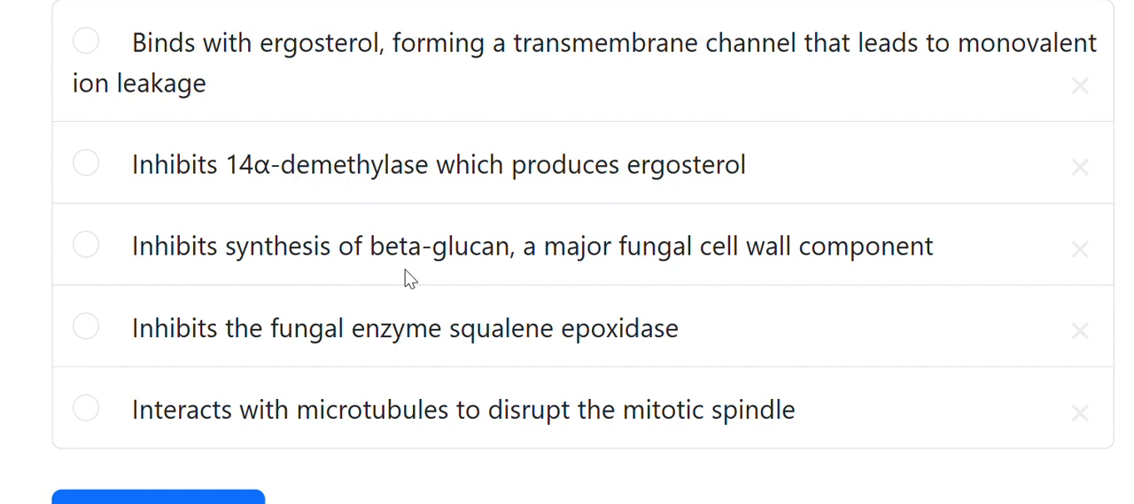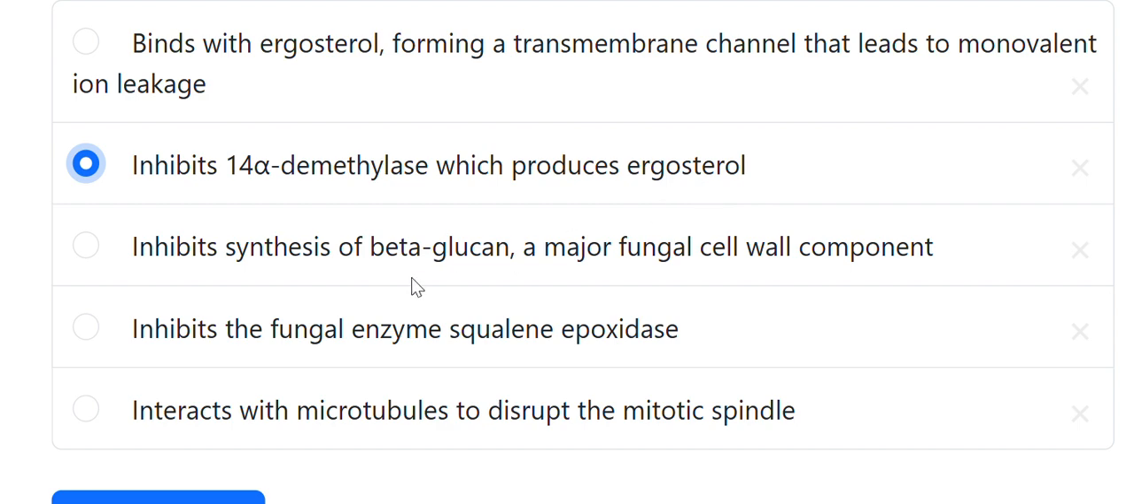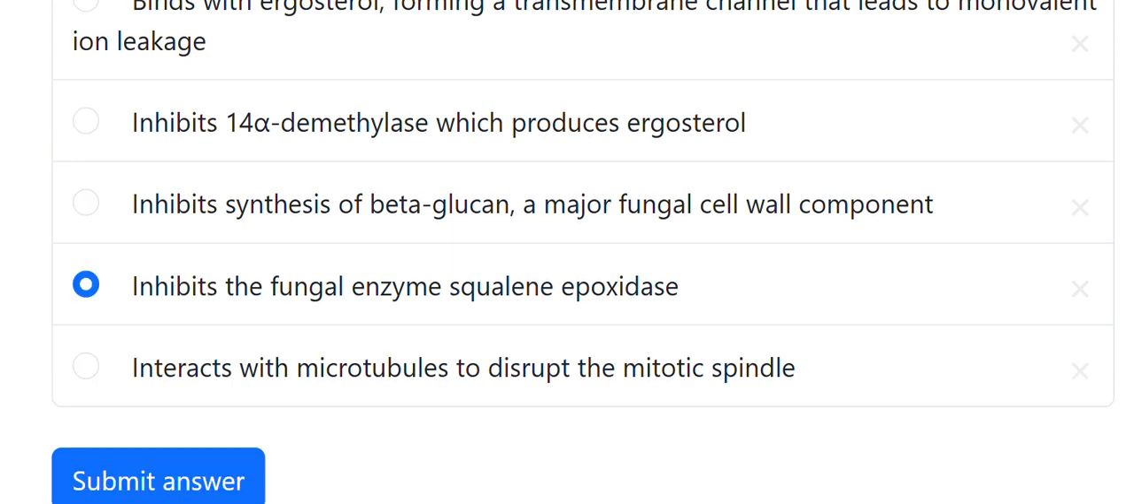Does it bind to ergosterol forming a transmembrane channel? No, that leads to monovalent ion leakage. Does it inhibit 14 alpha demethylase, which produces ergosterol? Or does it inhibit synthesis of beta glucan?